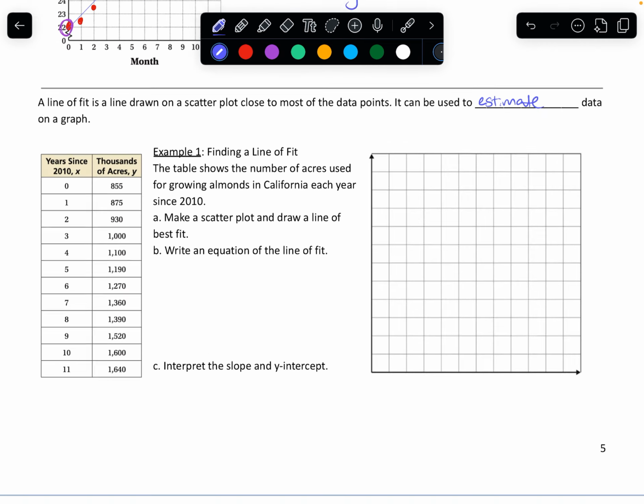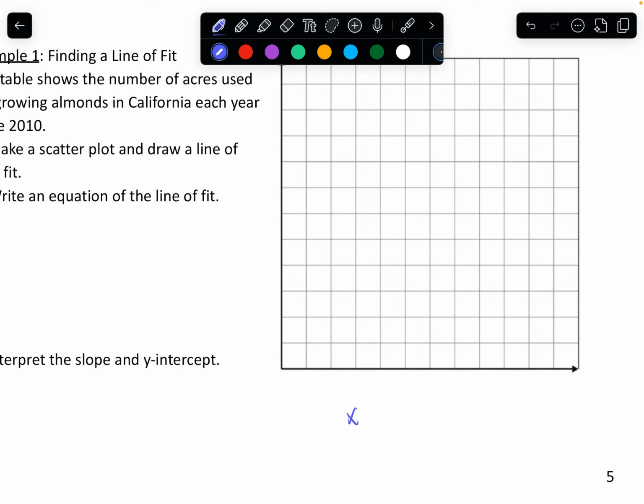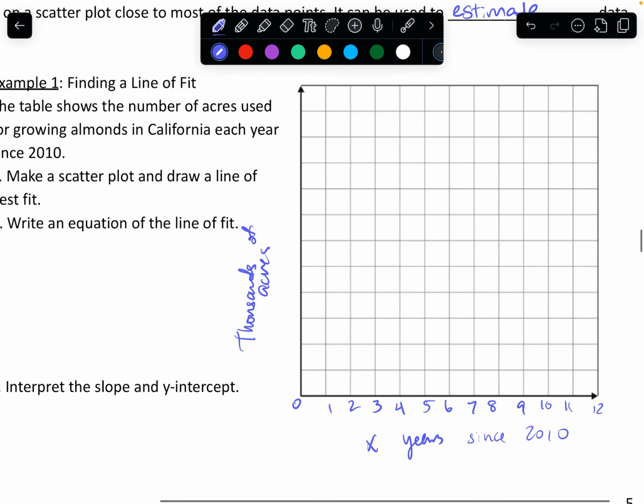All right, so x is going to be years since 2010. Your y is going to be thousands of acres. Okay, so you have 0, 1, 2, 3, 4, 5, 6, 7, 8, 9, 10, 11, 12. Looking at my data, I'll go by 200s.